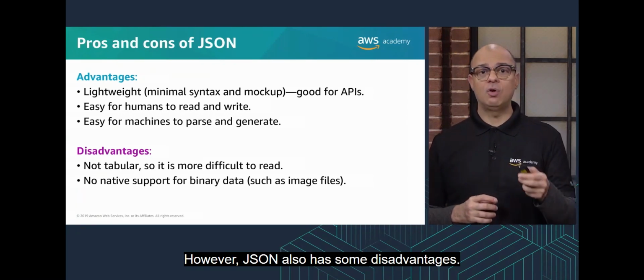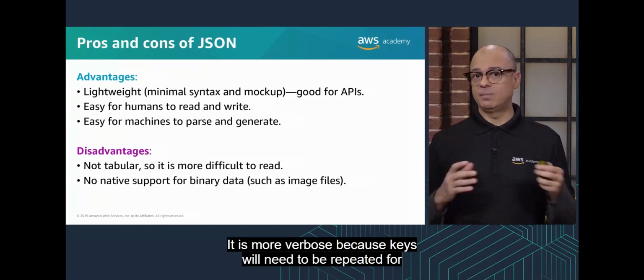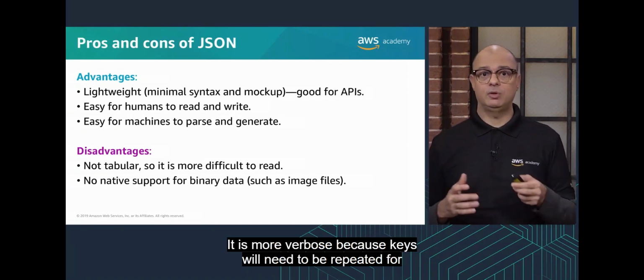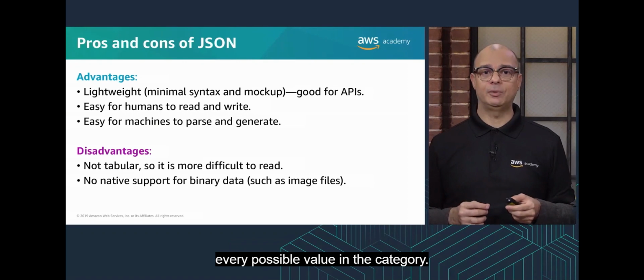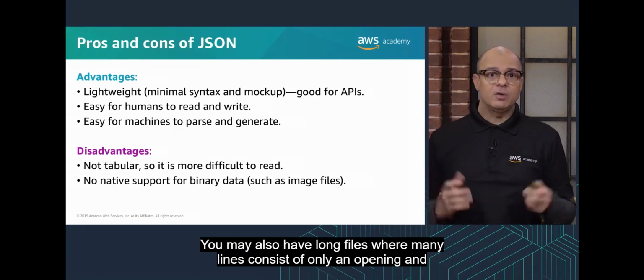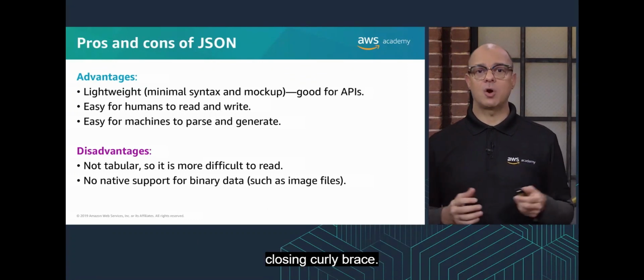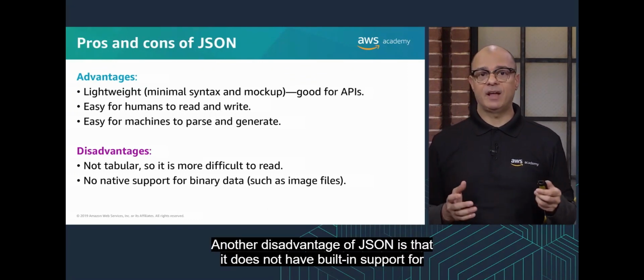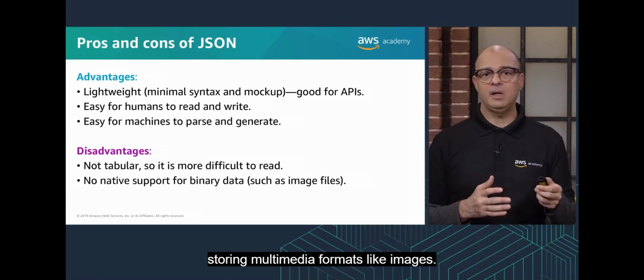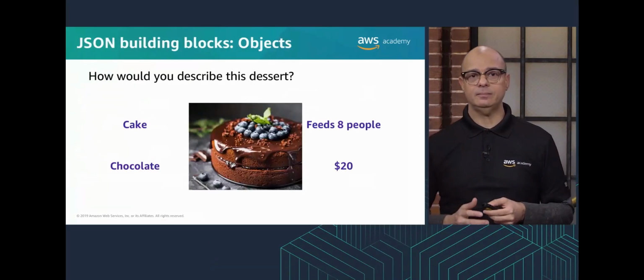However, JSON also has some disadvantages. It is more verbose because keys will need to be repeated for every possible value in the category. You may also have long files where many lines consist of only an opening and closing curly brace. Another disadvantage of JSON is that it does not have built-in support for storing multimedia formats like images.